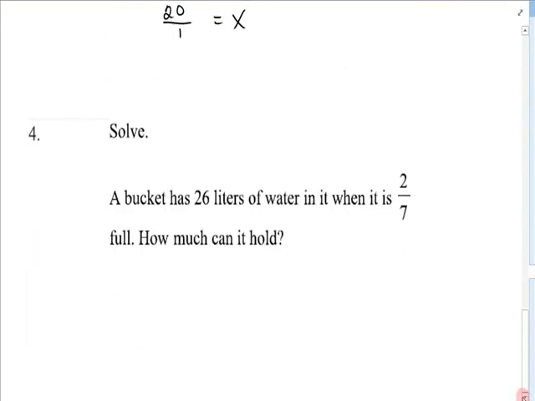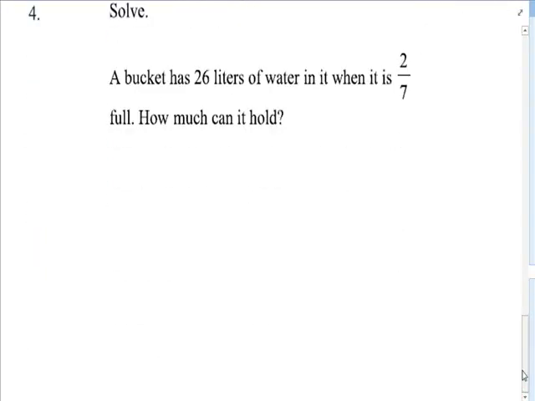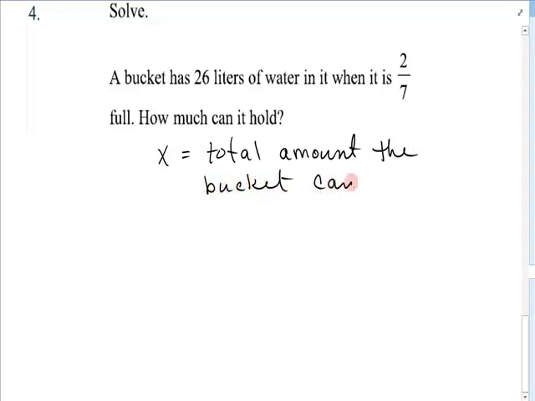All right, we have one more, and it is a little bit different. It says a bucket has 26 liters of water in it when it is 2/7 full. How much can it hold? Now this is not wanting to know how many groups of a certain size we can get out of something. This is different. All right, X is the total amount the bucket can hold.